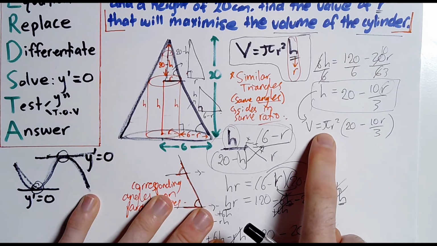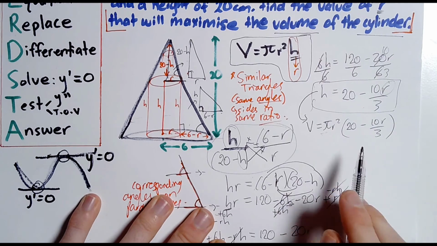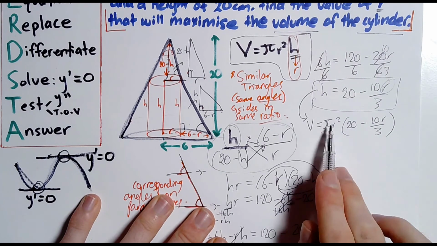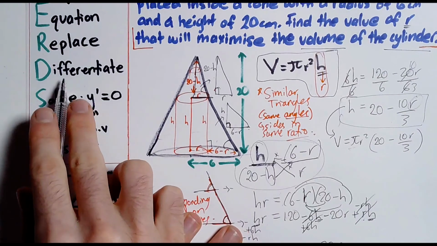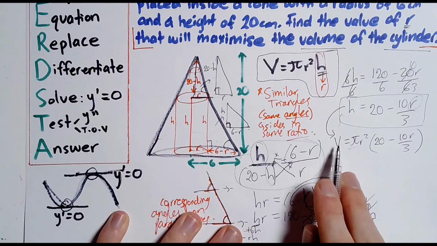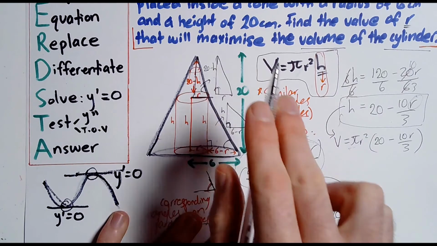Remember that pi is not actually an unknown. Pi is just a number, 3.14, whatever. We just use that for convenience. Okay, so there's only one letter there we don't know, which is the r, which is great because that means you can now go to the next step and differentiate this expression. We want to find the first derivative of the volume so that we can maximize or minimize it.